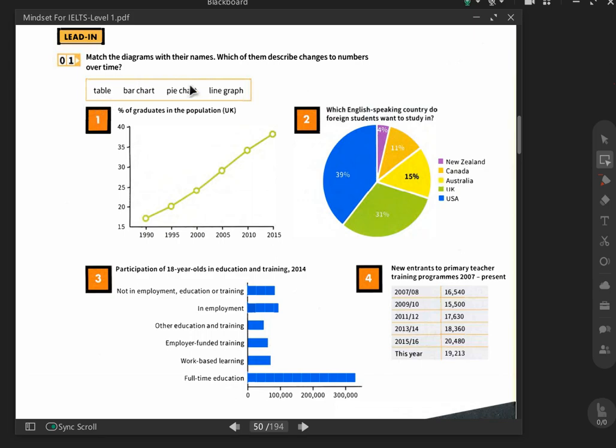Like table, bar chart, pie chart, line graph. Can you match them like these? Yes, I can. Number one is line graph.